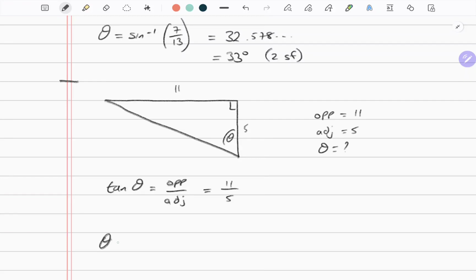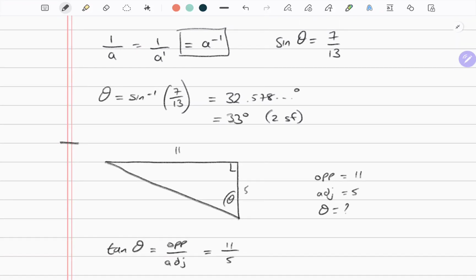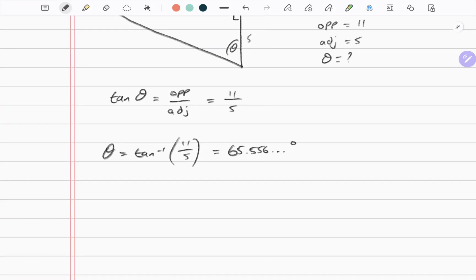So what we do in this case is we want the tan inverse. So we use the tan inverse function on a calculator, 11 over 5. And that will give us 65.556 and so on degrees. I missed the degrees off there just to be consistent. And then let's just call that 66 degrees for two significant figures.